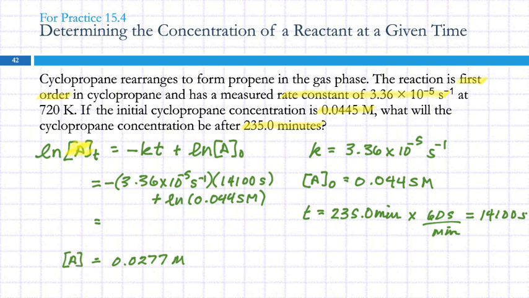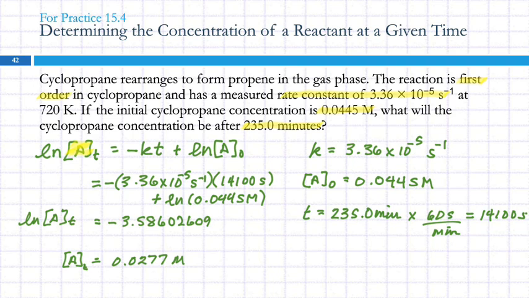Just for completeness, what's the natural log? Anybody? Negative 3.58602609. So e to this number gives us 0.0277 molar.